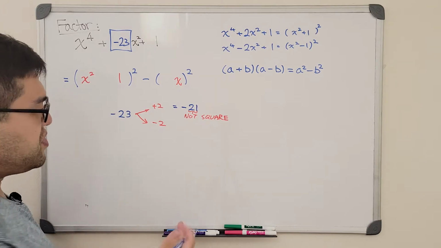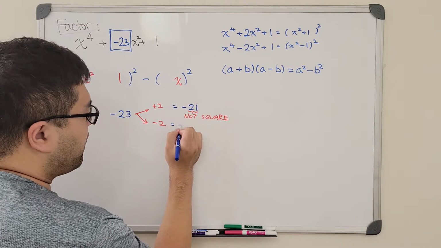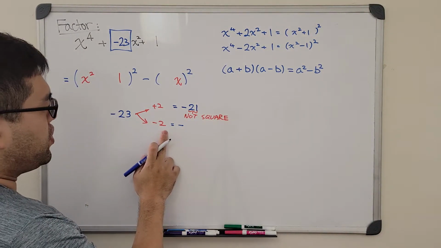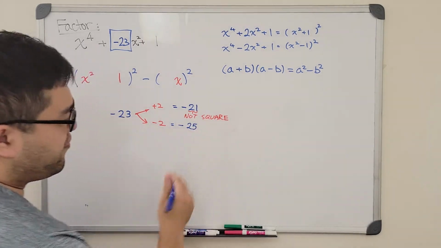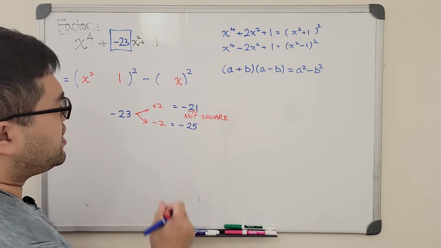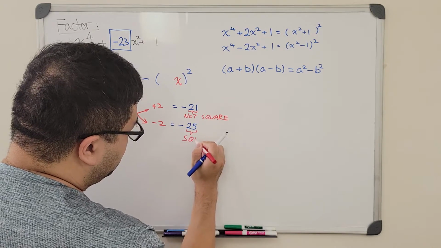So let's try the other one. If we're going to subtract 2, we're going to have negative 23 minus 2. So we have 23 and 2 adding together to give us 25. Now, if we take away the sign, we now actually get 25, which is actually a square number.